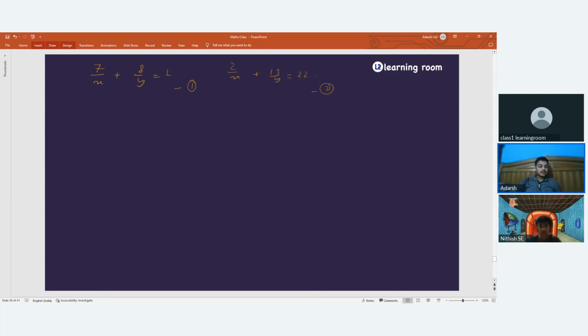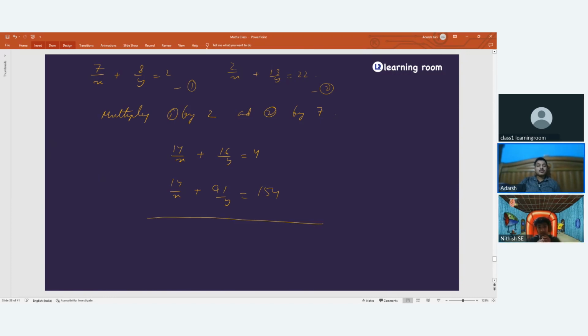then how will I do that? Multiplying 1 by 2 and 2 by 7. So if I multiply 1 with 2, I will get 14 upon x, and if I multiply 2 with 7, it will be 14 upon x, isn't it? So it will be 14 upon x plus 16 upon y is equal to 4, and then we have 14 upon x plus 91 upon y is equal to 154. Agree?